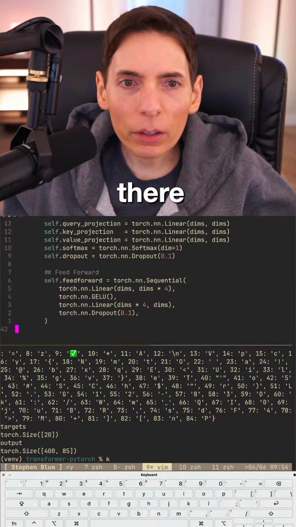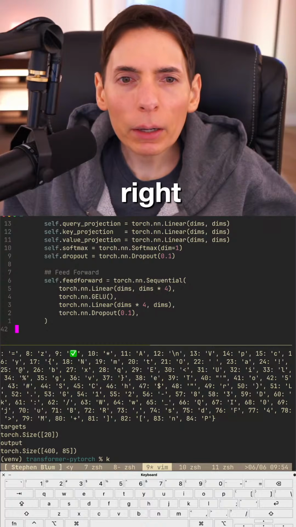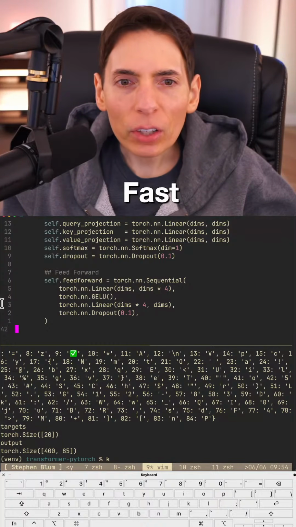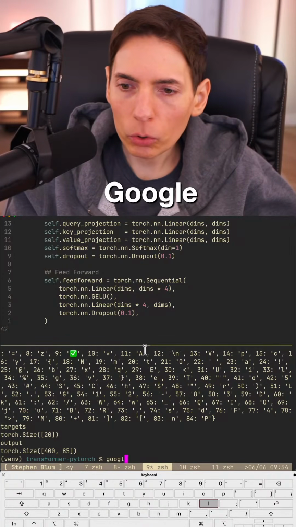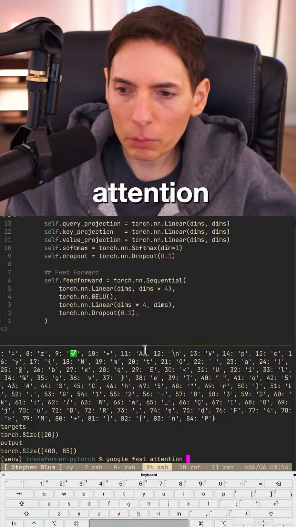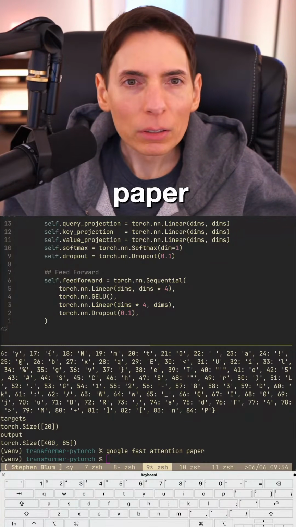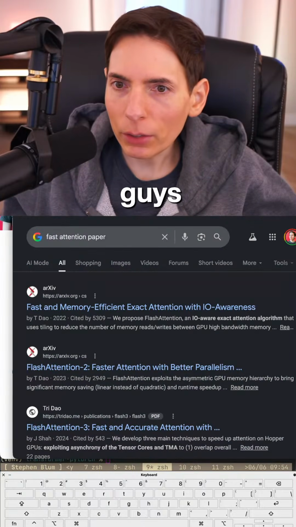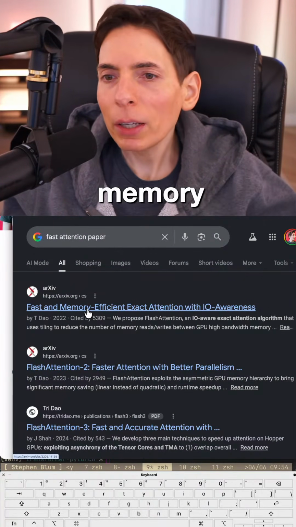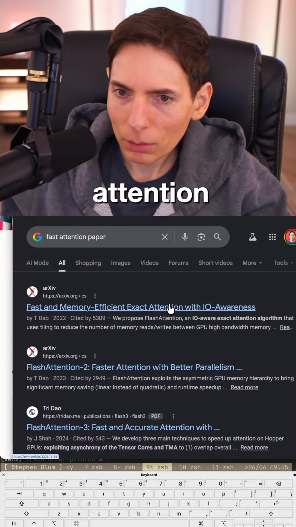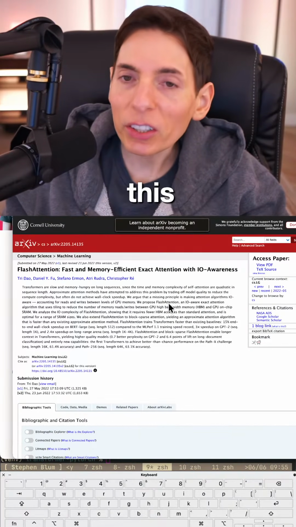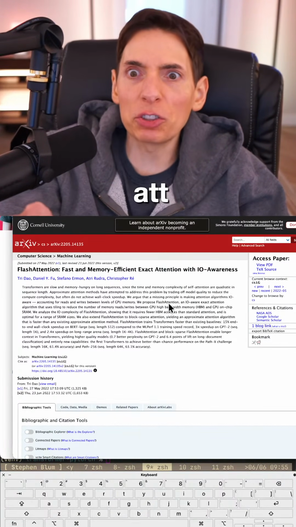All right, what'd you say there? Fast attention, O of in-memory. All right, let's look at this real quick. Google fast attention paper. Let's take a look at this real quick, you guys. Fast and memory-efficient exact attention. This is not flash attention, this is fast. Oh, it is flash attention.